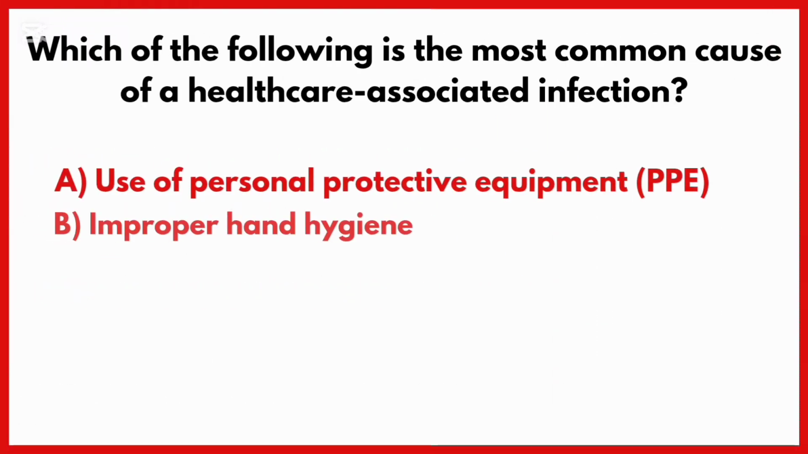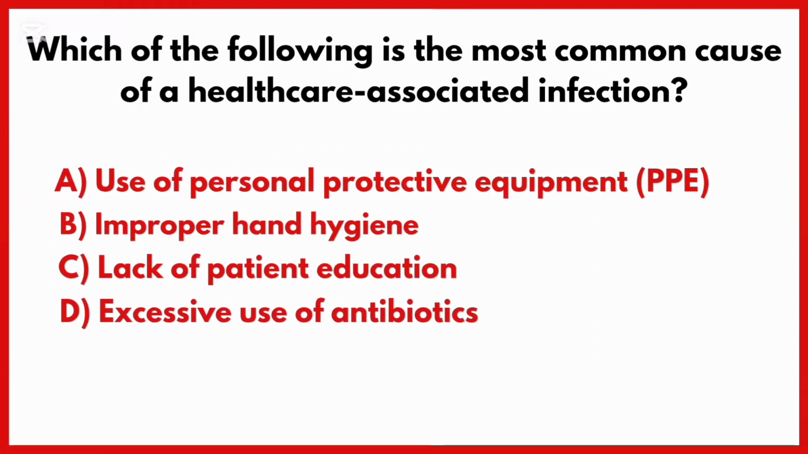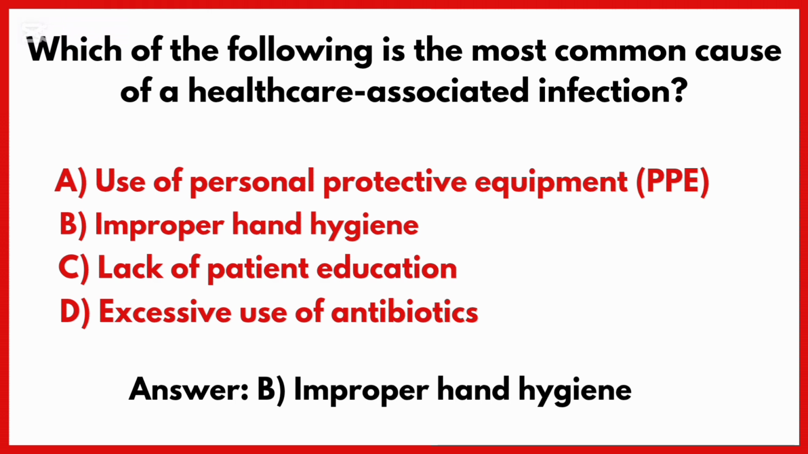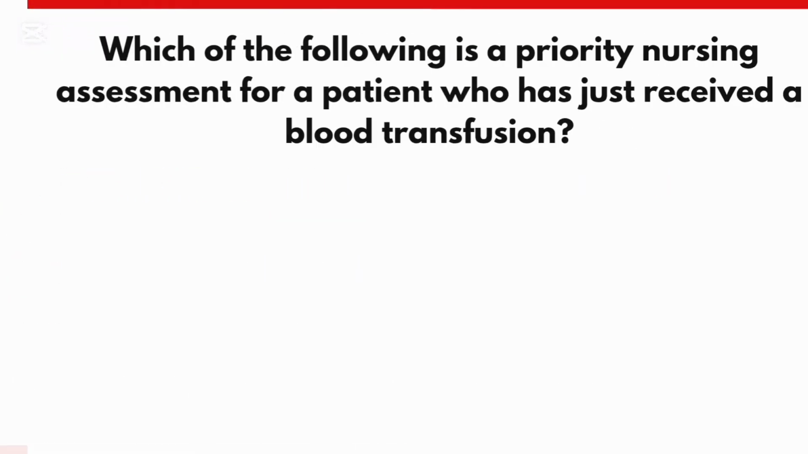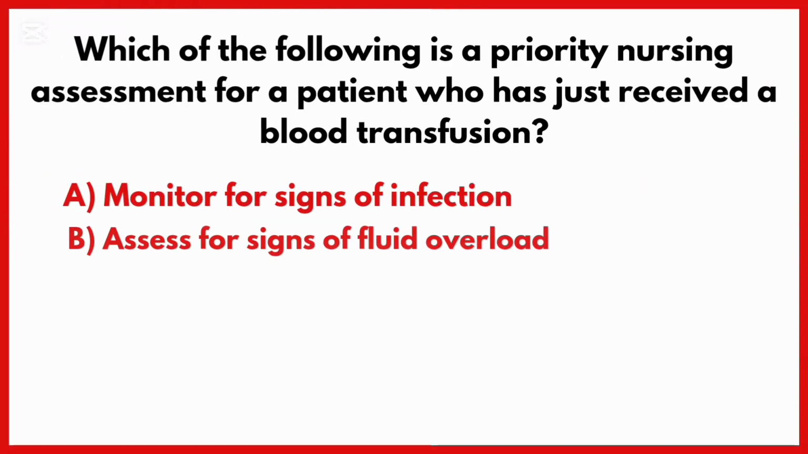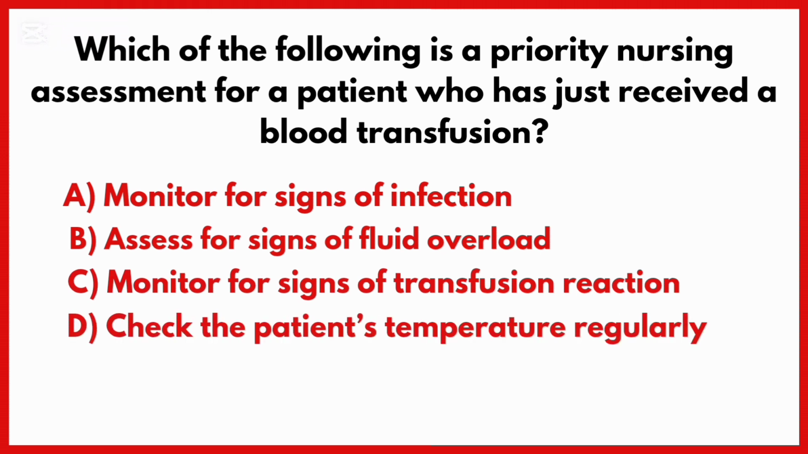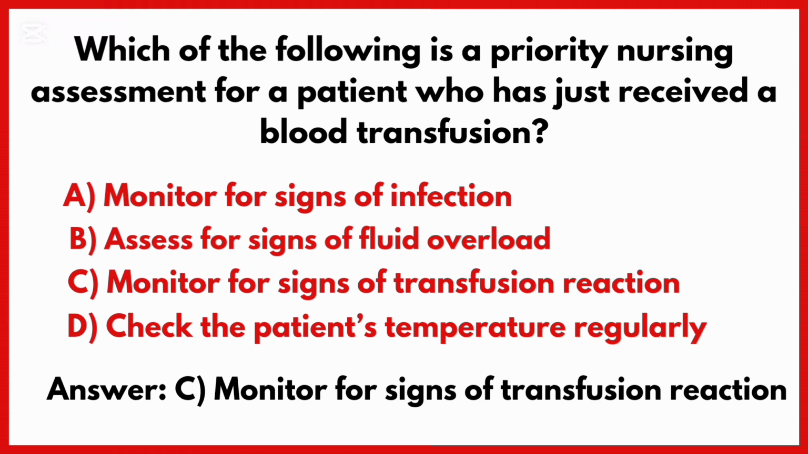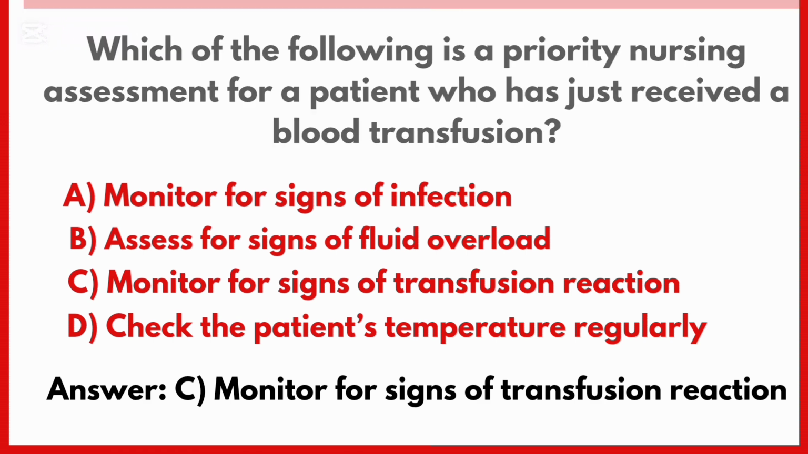Which of the following is the most common cause of a healthcare associated infection? Correct answer is option B, improper hand hygiene. Which of the following is a priority nursing assessment for a patient who has just received a blood transfusion? Correct answer is option C, monitor for signs of transfusion reaction.